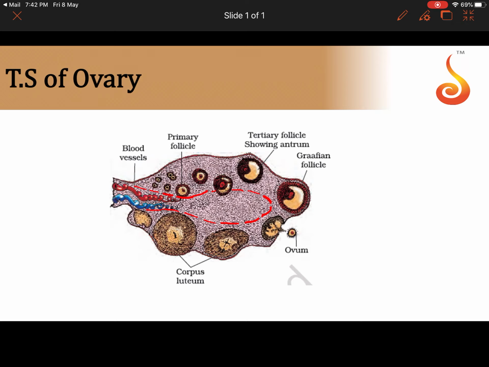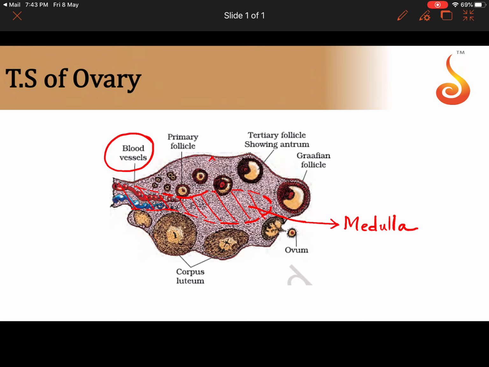This entire deeper zone, which I am now shading for you, has a lot of blood vessels in it. So this deeper part of the ovary, the tissue which is present in the core of the ovary, is referred to as the medulla.